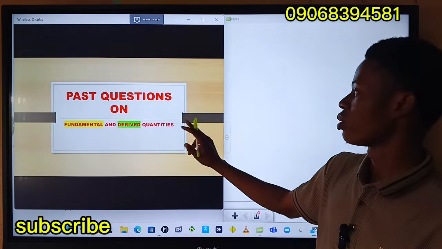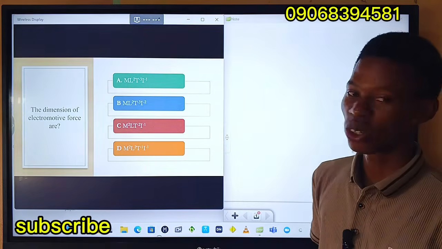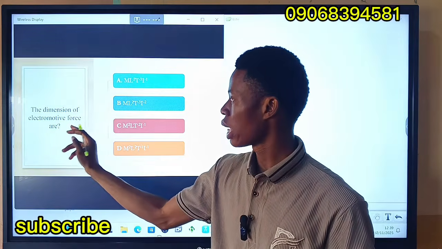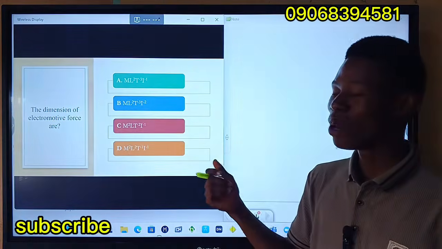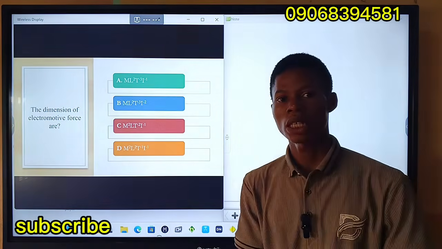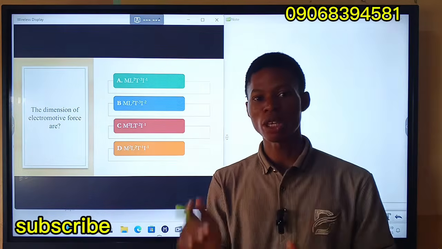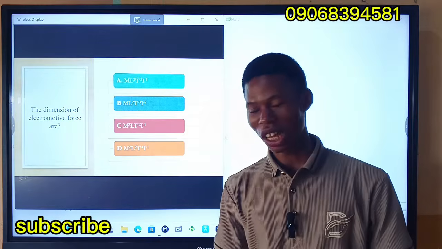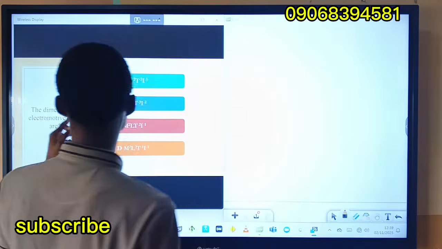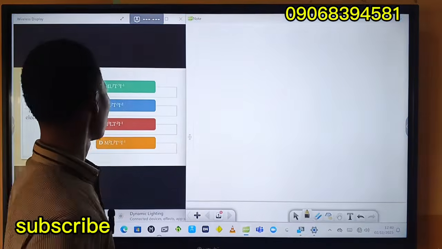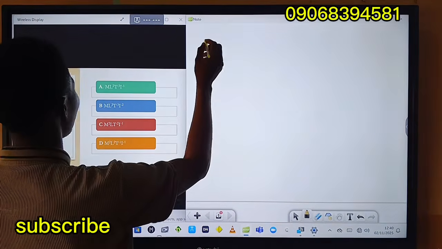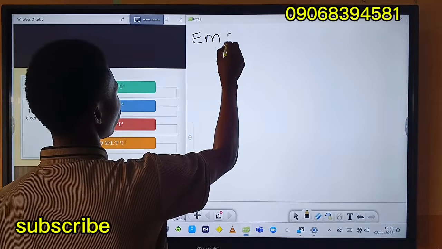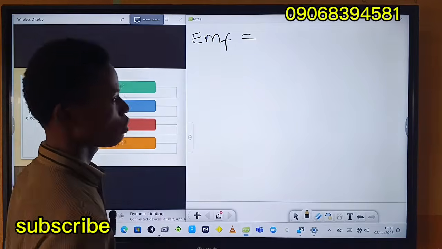Let's get started. All right, now the first question here says the dimension of electromotive force are dash. Once you are asked to find dimension, the first thing you are to do is, what is the formula? We're asked to find the dimension of electromotive force, so the first thing is to write the formula. I'll use EMF, which represents electromotive force.